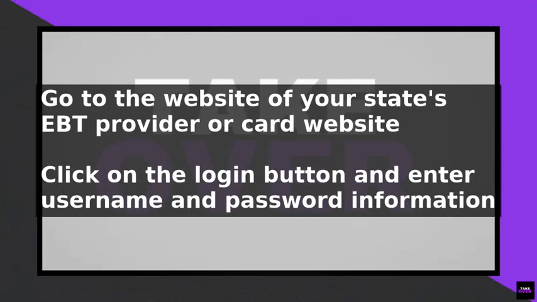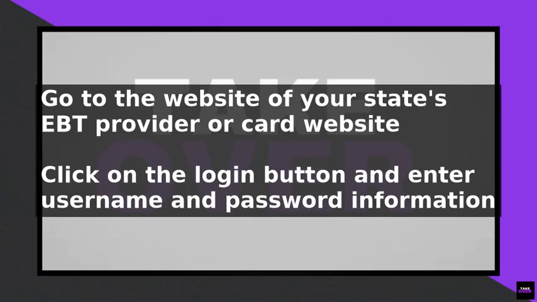To unlock your EBT card online, follow these simple steps. First, go to the website of your state's EBT provider or the website listed on the back of your EBT card. This website will have a login portal where you can access your account information. Next, click on the login button and enter your username and password.